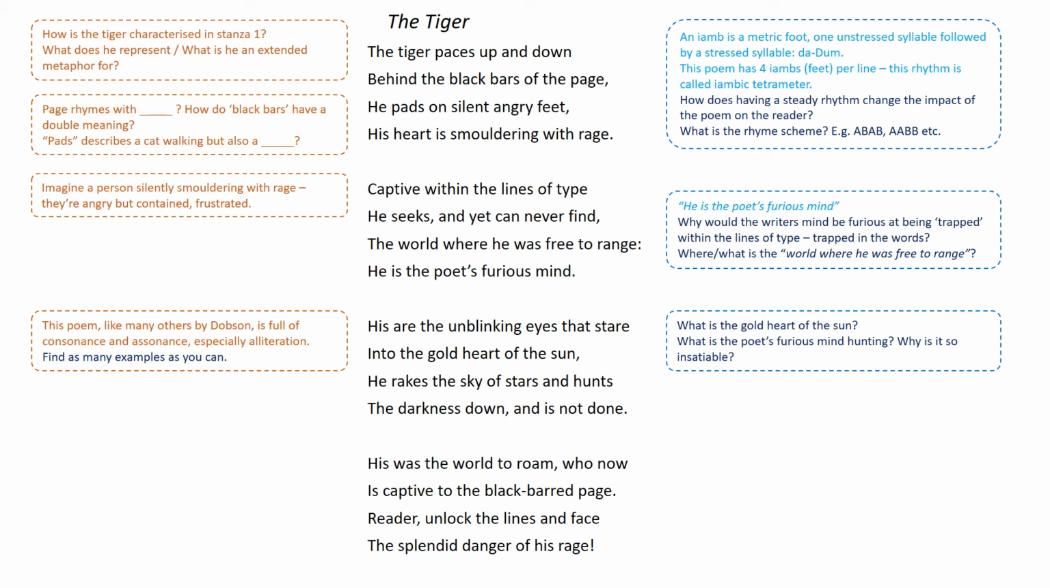Okay, so analyzing stanza 3 quickly. A similar question to what is the world where he was free to range? What is the world the mind is free to range in? What does it mean for the tiger to have unblinking eyes that stare into the gold heart of the sun? If the mind is able to range freely and stare unblinking into the golden heart of the sun, rake the sky of stars and hunt the darkness down, what is it doing? What does that mean? Have a think about that before we come to class.